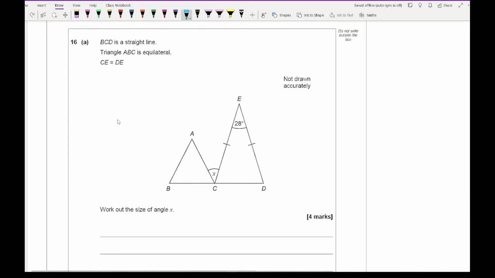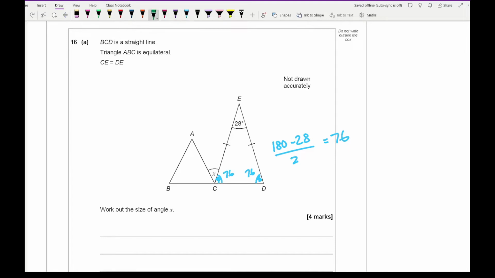So looking at this, we know that if this is an isosceles triangle, we can work this angle out here and this angle out here by doing 180 minus 28, divided by 2. If I work that out on my calculator, I get an answer of 76. So this angle here is 76 and this angle here is 76.